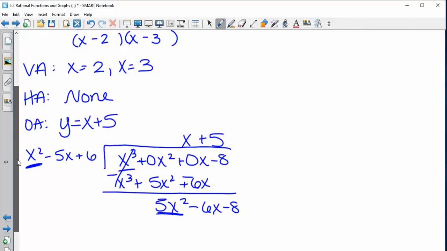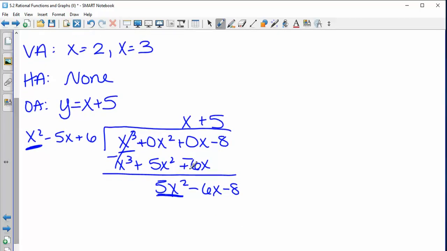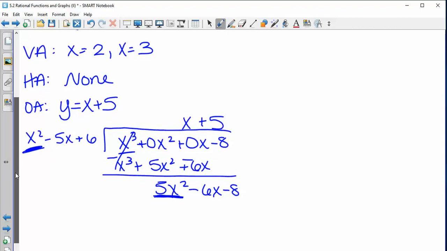How do you get the plus 5 again? So you change these signs, so it became a 5x squared right here. 0 plus 5x squared is 5x squared. And so then we did 5x squared divided by x squared. Any questions there?